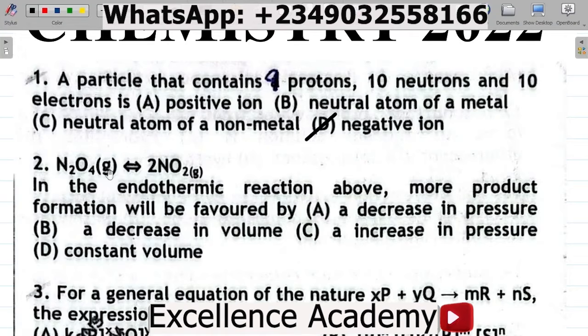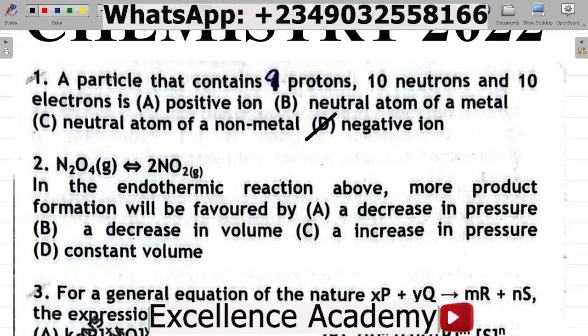You can see this g here means it is in a gaseous state, and gases are affected significantly by pressure. You want to note that. Now, how are they affected by pressure? An increase in pressure will favor the side with the least number of moles. Hence, a decrease in pressure will favor the side with the highest number of moles.